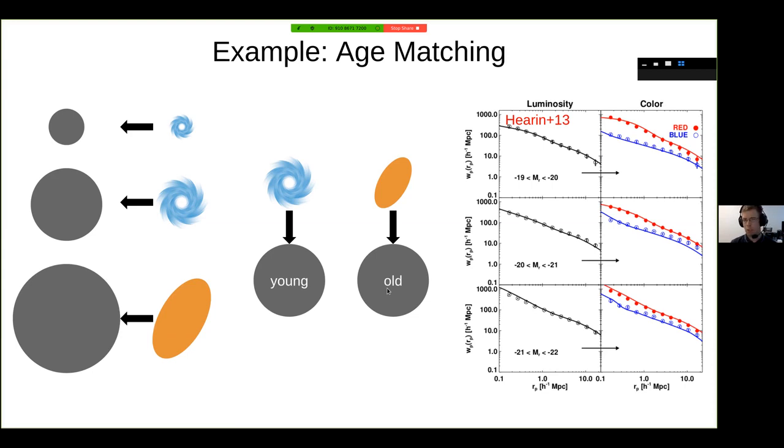But this halo matching model makes a very robust prediction that we can test, namely that at a given luminosity or stellar mass, red and blue galaxies live in halos of very similar halo mass. So people have tested that and have found that this is actually not the case.